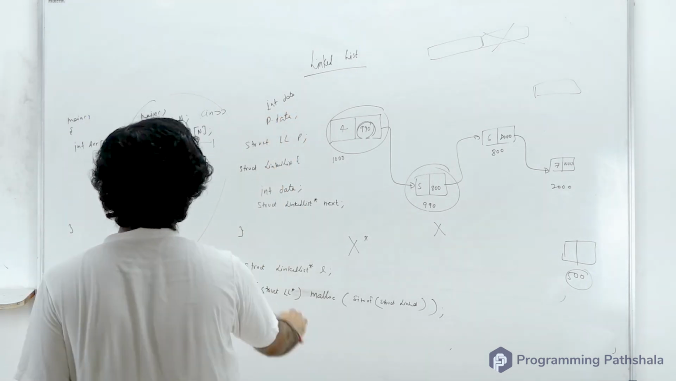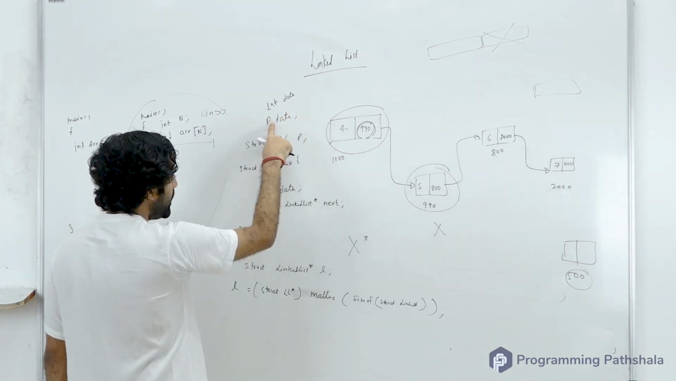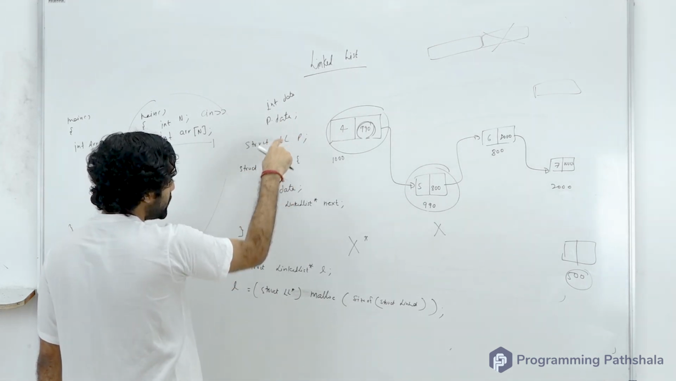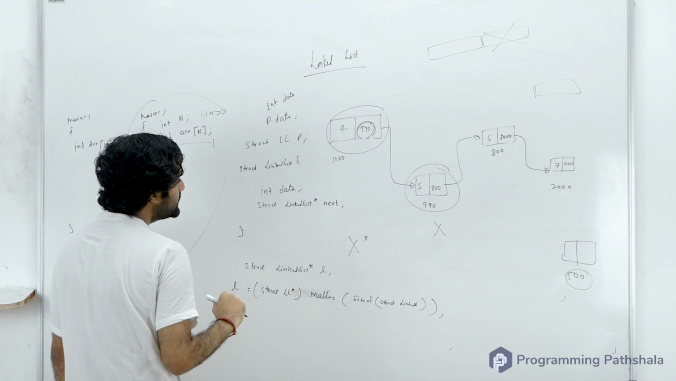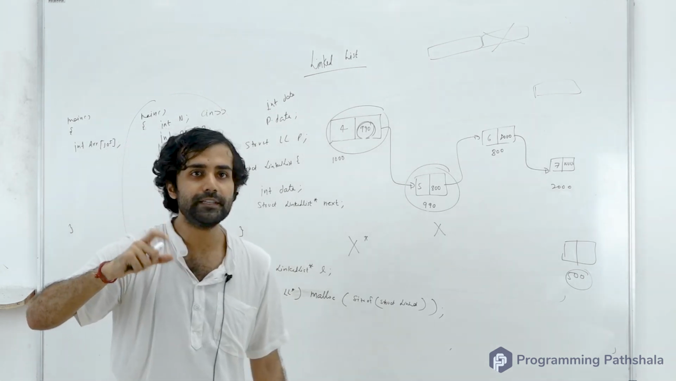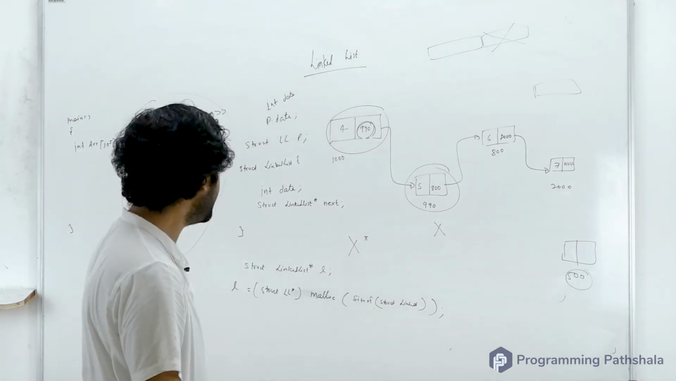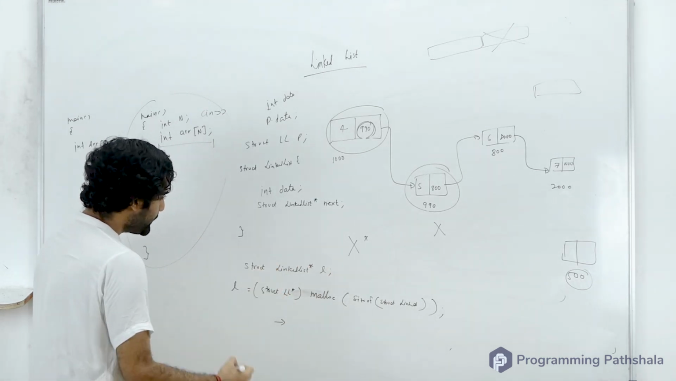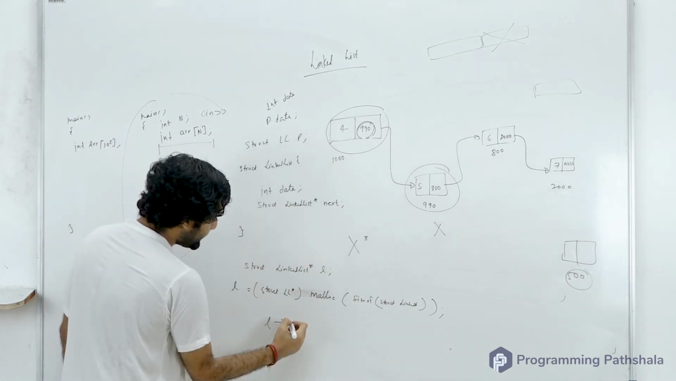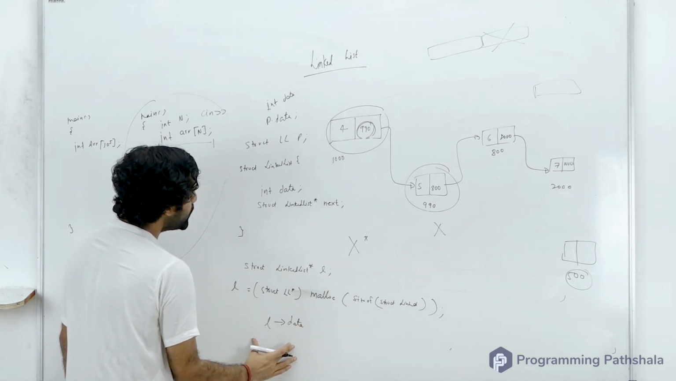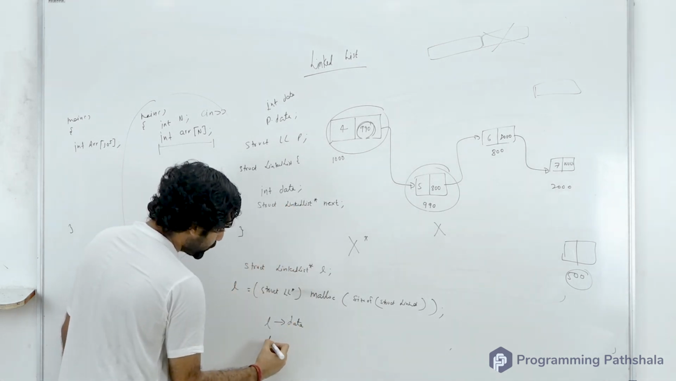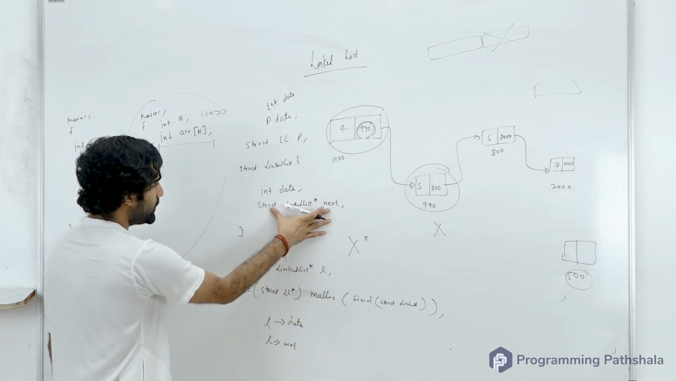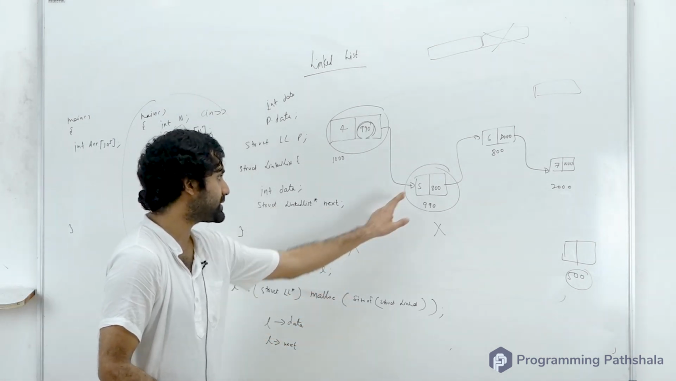So this dot operator is applicable on direct data types of the struct. It is not applicable on pointers. If you have a pointer, then you have to use that pointer in a slightly different way. For that, there is a very cool operator called the arrow operator. If you do L arrow data, then you will know the value of this, and if you do L arrow next, then you will get the value of this, which is the next pointer.